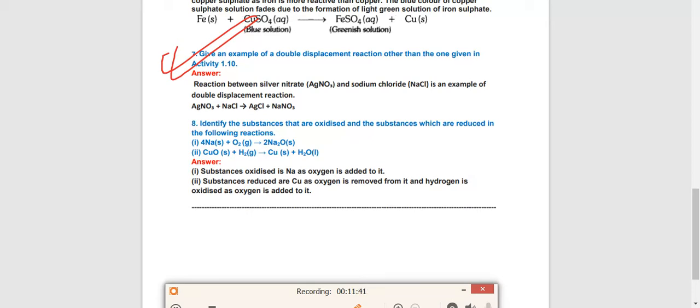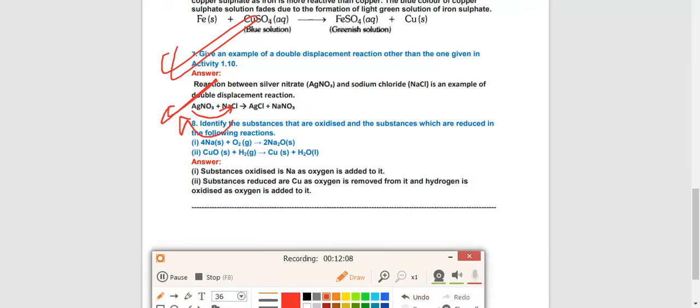So we can write a reaction between silver nitrate and sodium chloride. So see, this is the reaction. AgNO3 plus NaCl gives AgCl plus NaNO3. Silver and sodium are exchanging their places. Exchange of ions is taking place. Silver will take the place of sodium and sodium will take the place of silver. So the new compounds formed will be AgCl plus NaNO3. Now come to the next question, question number 8.